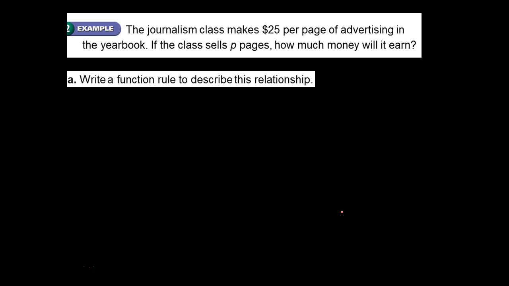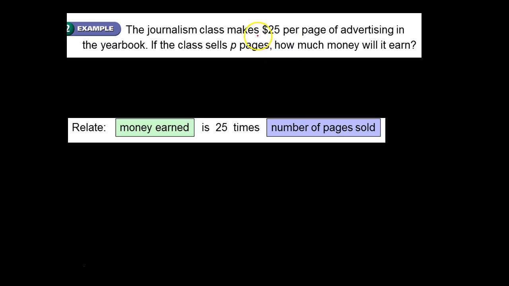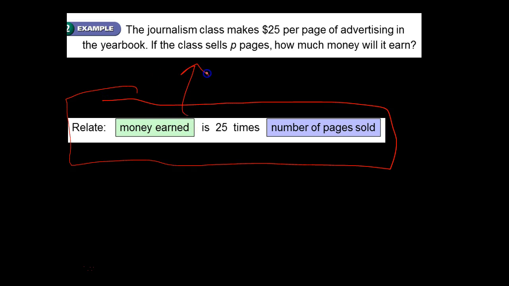So a journalism class makes $25 per page of advertising in the yearbook. If the class sells P pages, how much money will it earn? So what you're doing is you're trying to figure out a way to write the information from here. So the money the journalism class makes is going to be unknown. So that's going to be my y. The amount of money we make is going to equal, if it costs $25 per page of advertising, it's going to be 25 times however many pages they sell. And it says the number of pages, we're going to use the letter P.